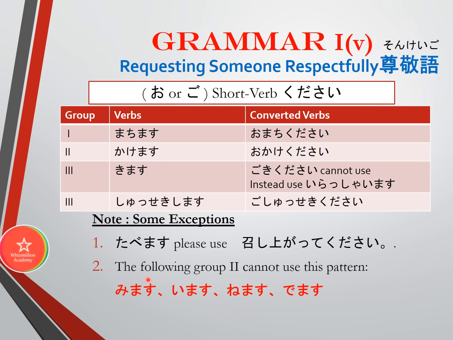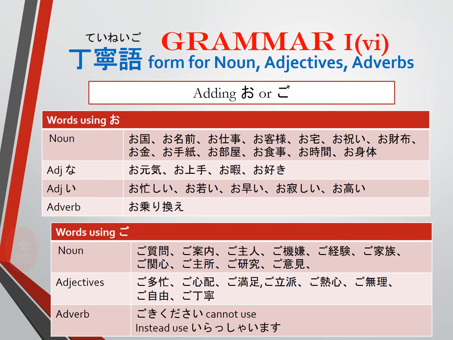For group 2, there are some exceptions. Some of the words mimasu, imasu, nemasu, and demasu are not allowed to use this shortened form of kudasai. Other than the verbs, adjective and noun can also be presented in a polite form.